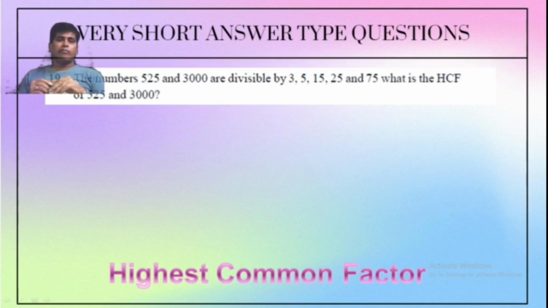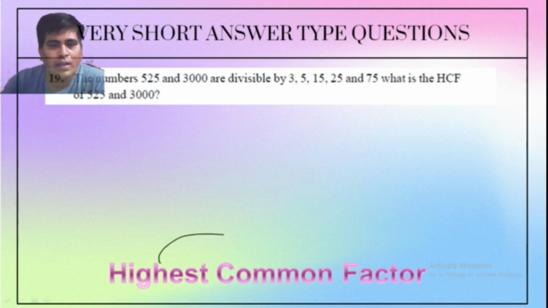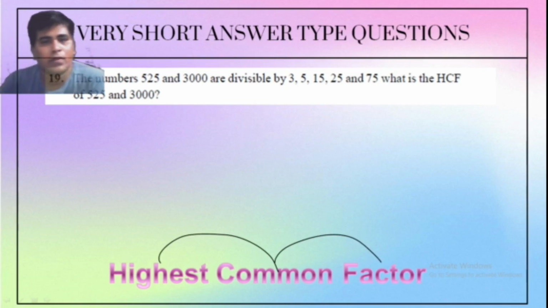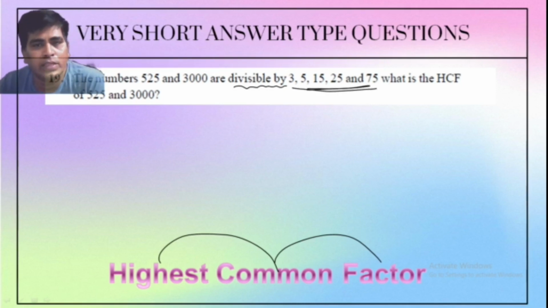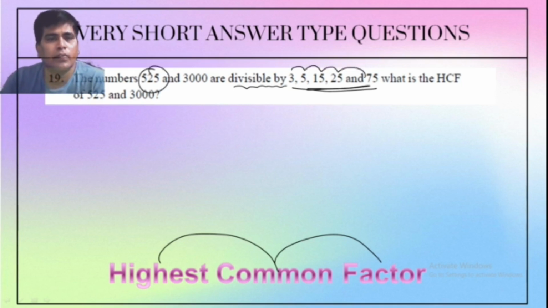Next one. The numbers 525 and 3000 are divisible by 3, 5, 15, 25, and 75. What is the HCF of 525 and 3000? What is HCF? Highest common factor. When they are divisible by these many numbers, all these are common factors for these two numbers. Among them we have to consider the highest.